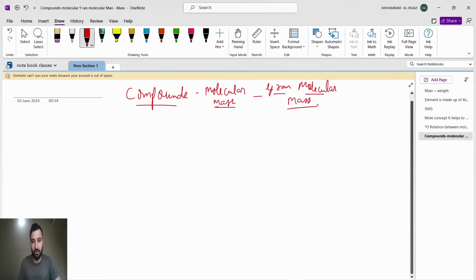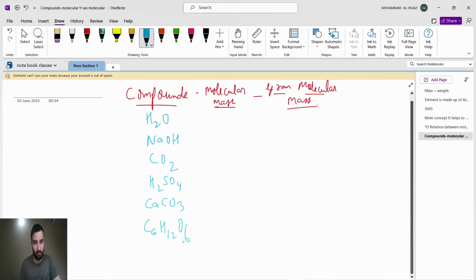Gram molecular mass. Now we will take the same thing with a few compounds. H2O is a compound, then NaOH, CO2, H2SO4, CaCO3, and C6H12O6 are compounds.